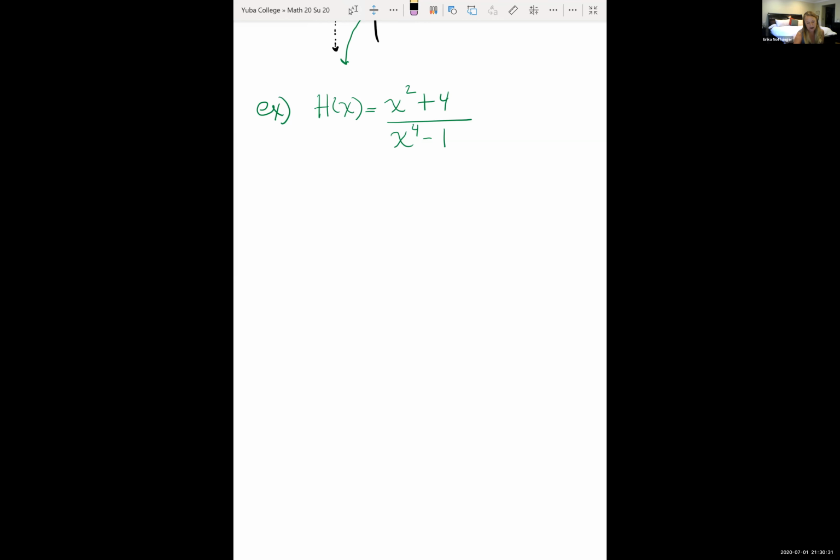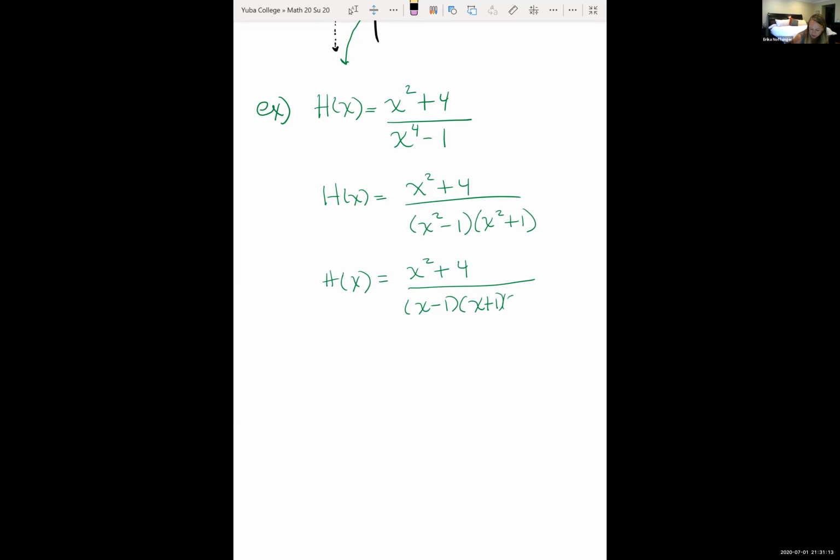Looking at this, I cannot factor x squared plus 4 over the real numbers. I can factor x to the 4th minus 1. There's two terms, and I can make this look like a difference of squares. And so h of x is equal to x squared plus 4 all over, well, the denominator is x squared minus 1 times x squared plus 1. It goes a little further. I notice x squared minus 1 is still a difference of squares, and so this is x minus 1, x plus 1. And then we still have x squared plus 1 on the bottom.